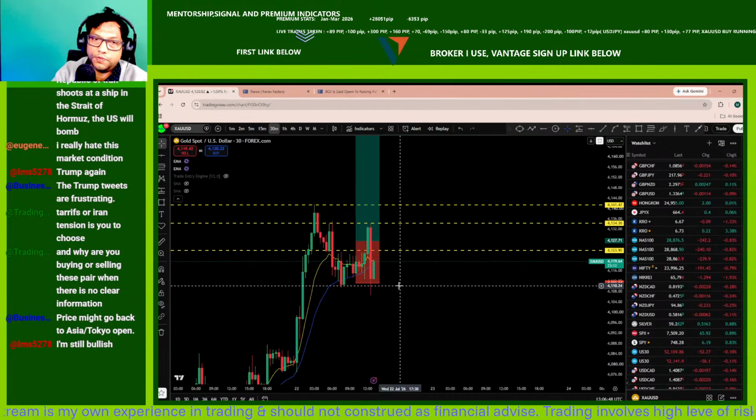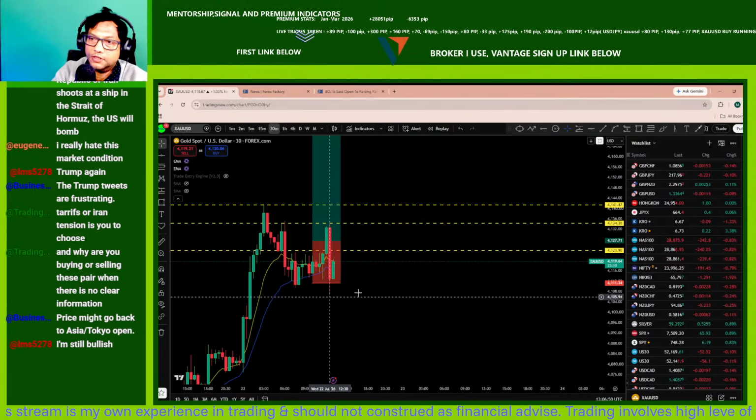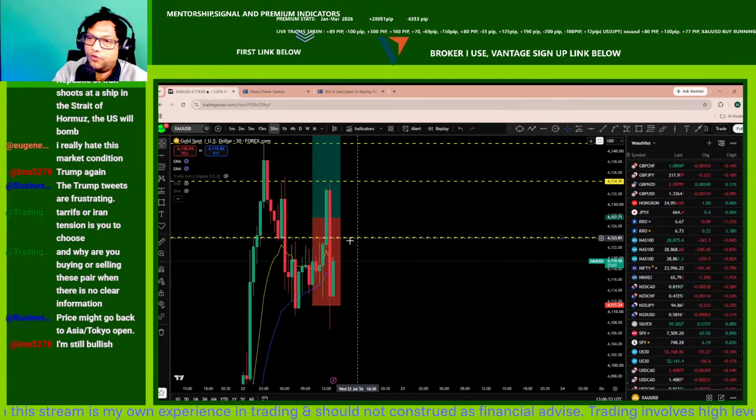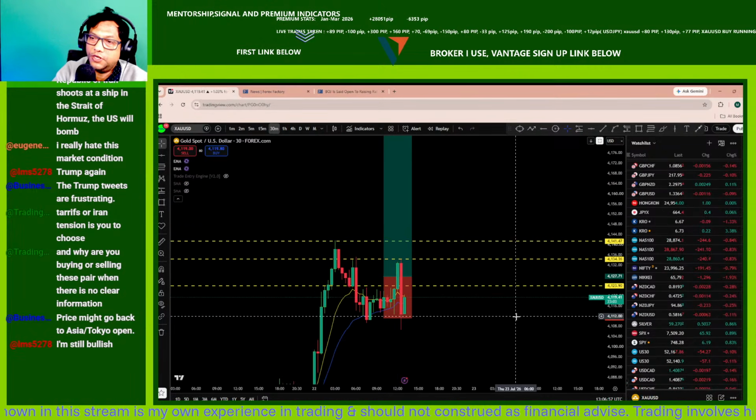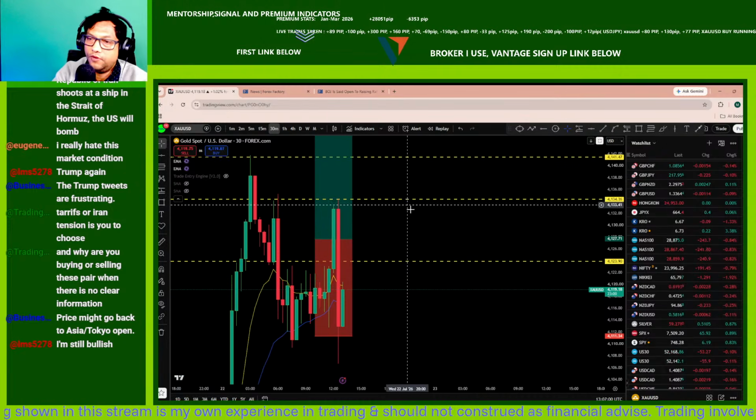Because there is a false breakout here, the chances for the market to continue to the major flow is higher. I'm still waiting for the re-entry.